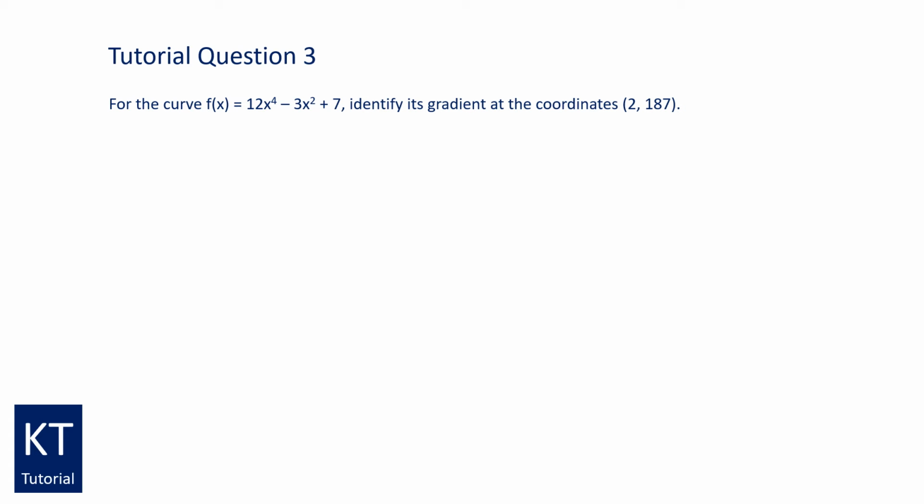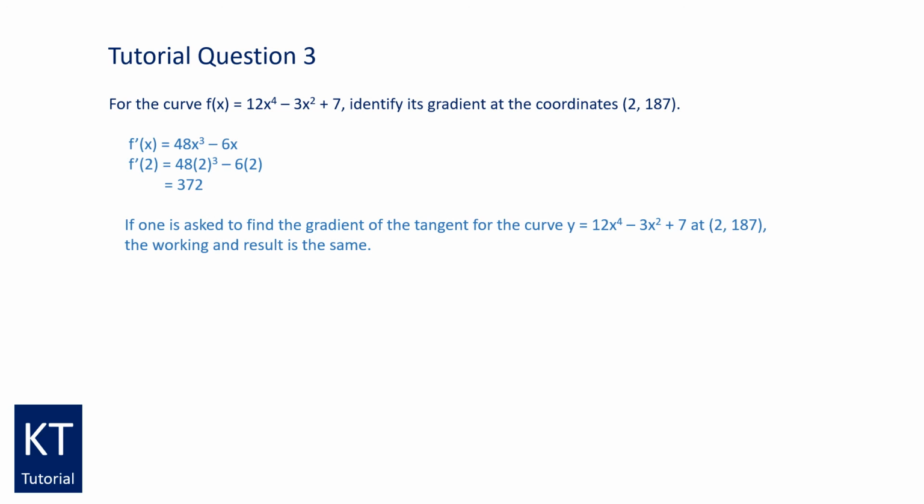Tutorial question 3. For the curve f(x) equals 12x to the power 4 minus 3x squared plus 7, identify its gradient at the coordinates (2, 187). For the question, you perform its first derivative, then insert 2 to replace the x in the first derivative. This should result in 372. And if one is asked to find the gradient of a tangent for the same curve at the same point, the working is exactly the same.